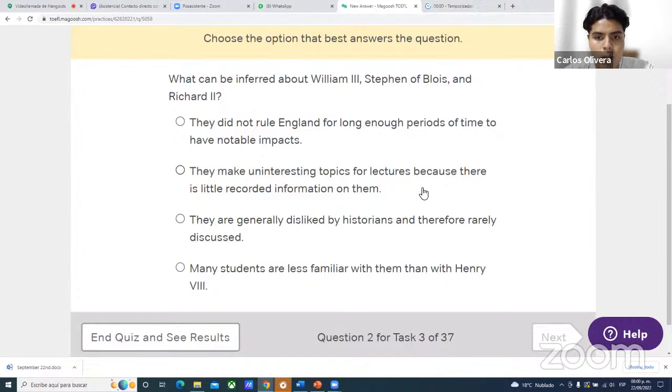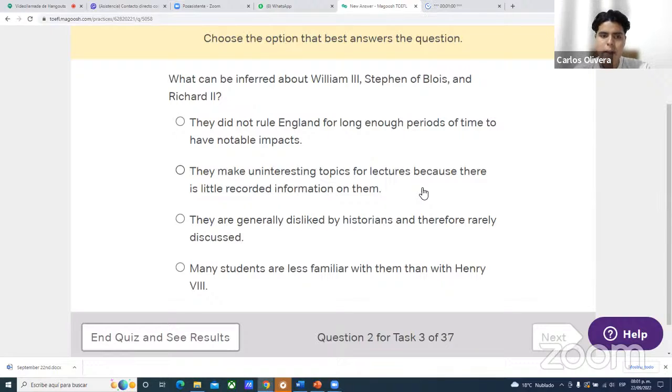They did not rule England for long enough periods of time to have notable impacts. They make an interesting topic for lectures because there's little recorded information on them. They are generally disliked by historians and therefore rarely discussed, or many students are less familiar with them than with Henry VIII, right? What can be inferred about these fellows? What I can tell you, dear students, is that I think the correct answer in this case would be the fourth one. Many students are less familiar with them than with Henry VIII.